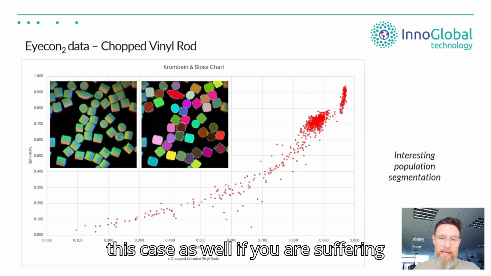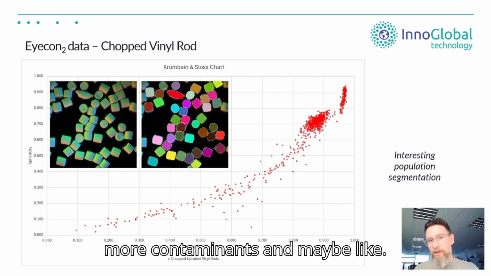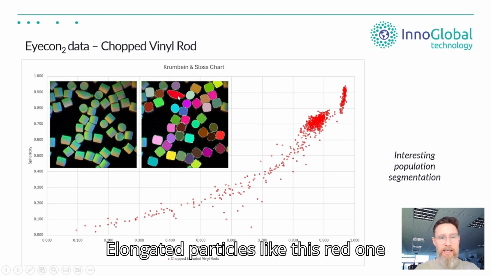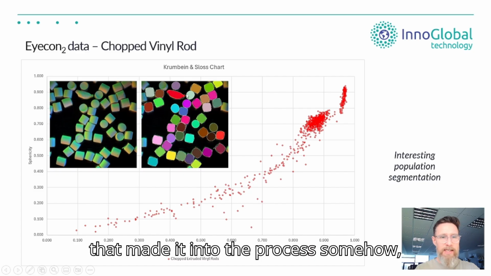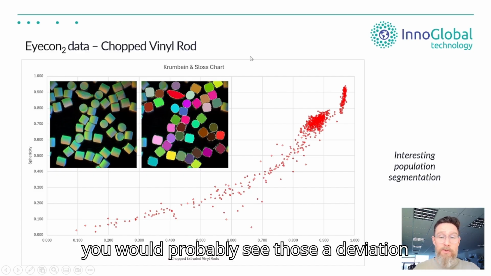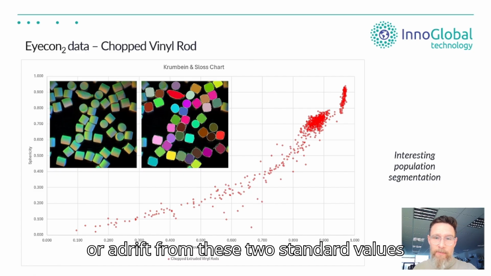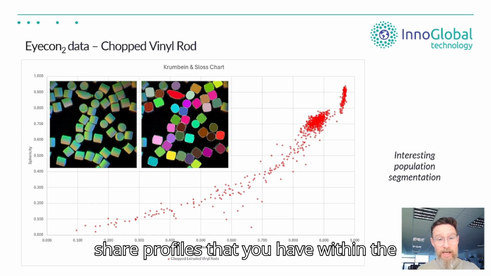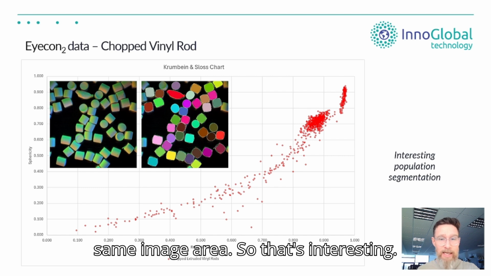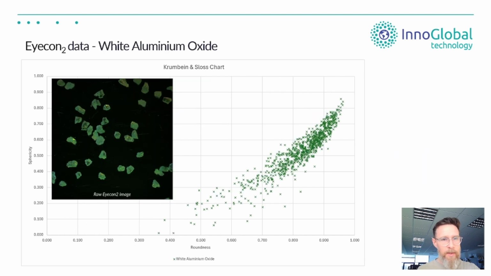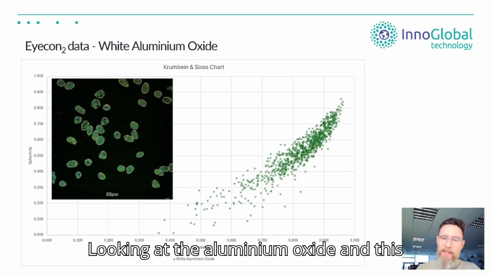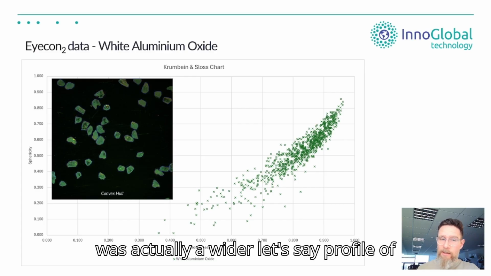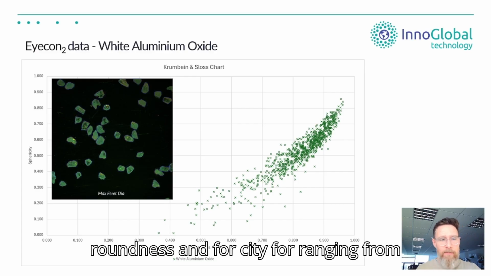What might happen in this case as well, if you were suffering more contaminants, maybe like elongated particles, like this red one that made it into the process somehow, you would probably see a deviation or a drift from these two standard values of sphericity and roundness for those two shape profiles that you have within the same image area. So that's interesting.